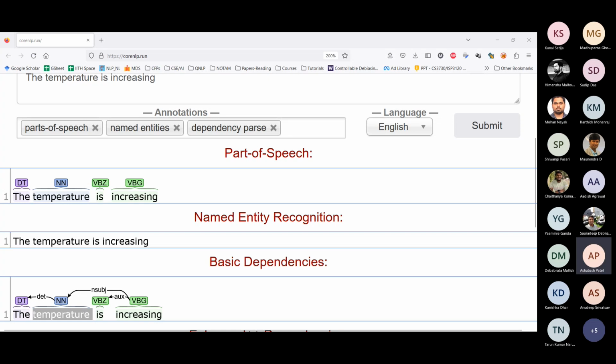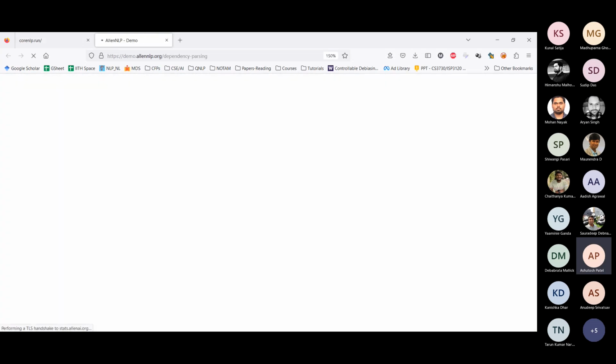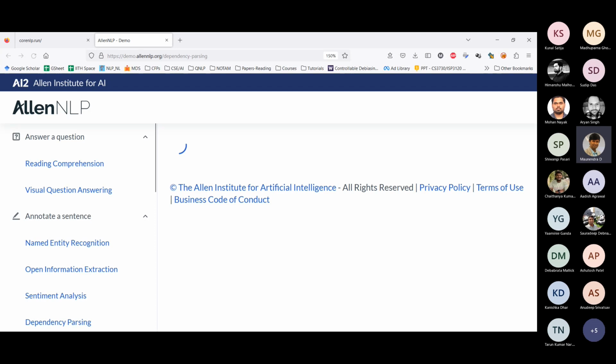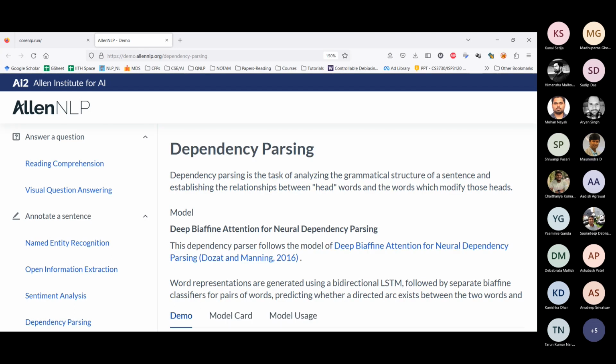Sir, how do we find which one will be the root? The main verb will be the root. Okay? The verb will be the root. Okay.